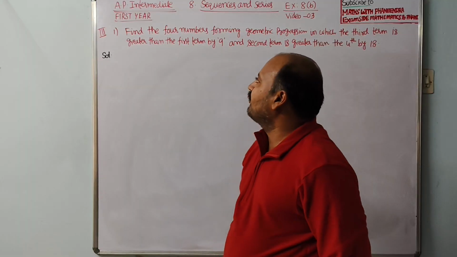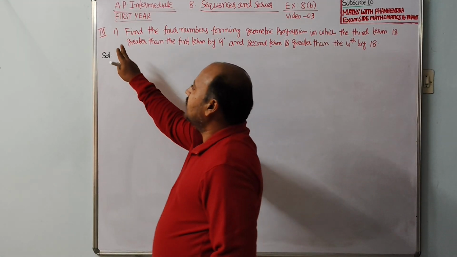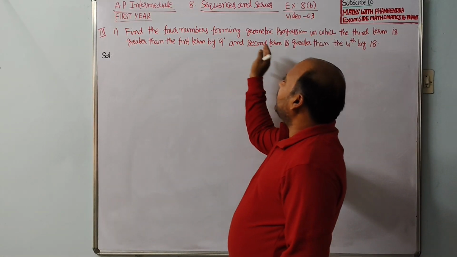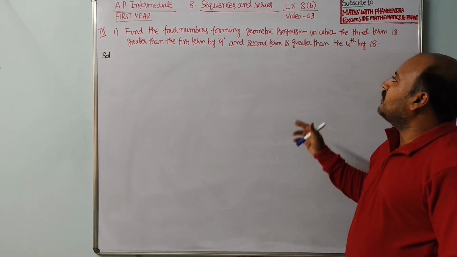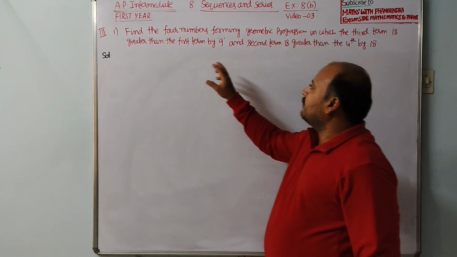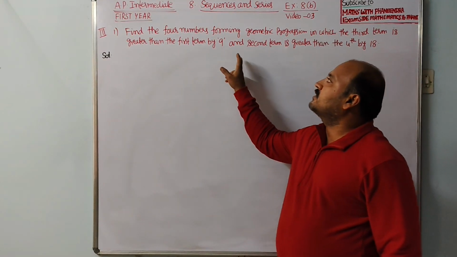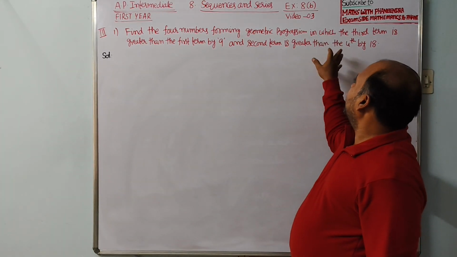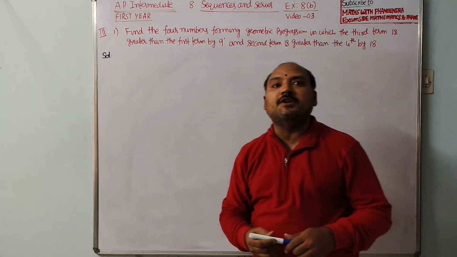Okay dear students, let us have a discussion in the third section. First question. Find the four numbers forming a geometrical progression in which the third term is greater than the first term by 9 and the second term is greater than the fourth term by 18.